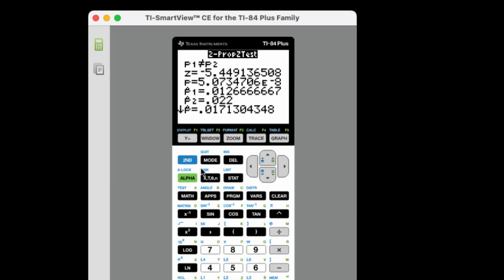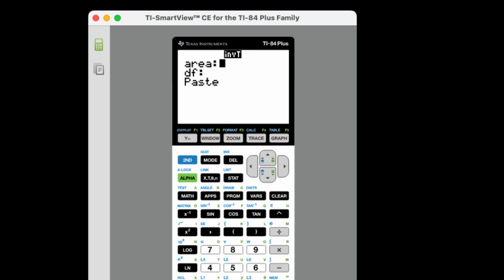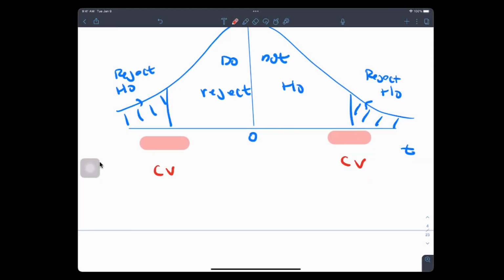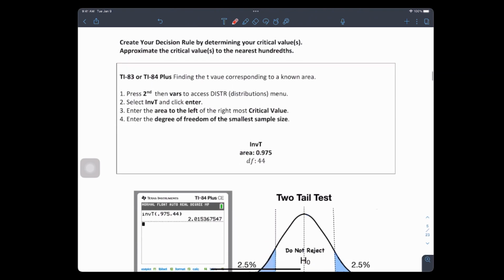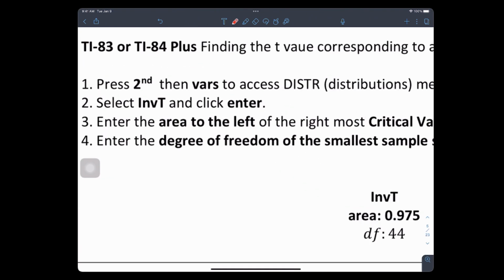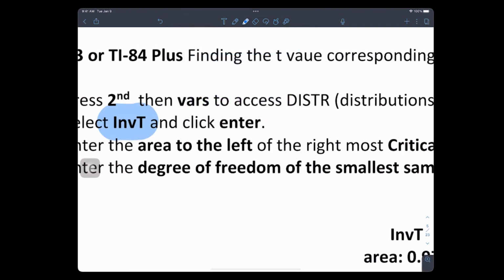and I went to inverse T, I'm going to say second distribution inverse T. This is probably where some people are going to get really confused. Inverse T. We got to talk about this. How do we get our critical values? We need an area, we need a degree of freedom, and we need to paste that. We just need two numbers. So when you go over here, I share with you guys how to find and use inverse t.